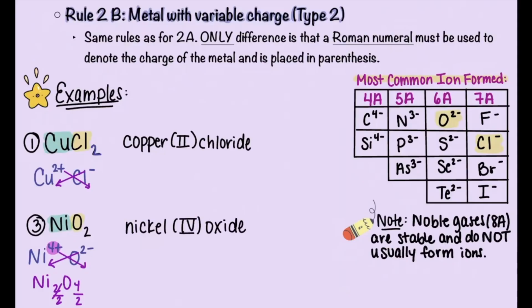So bottom line, you guys, always check if subscripts were simplified before figuring out the metal's charge. That could save you from getting into a trap answer. And that wraps up episode 1 of our nomenclature series.